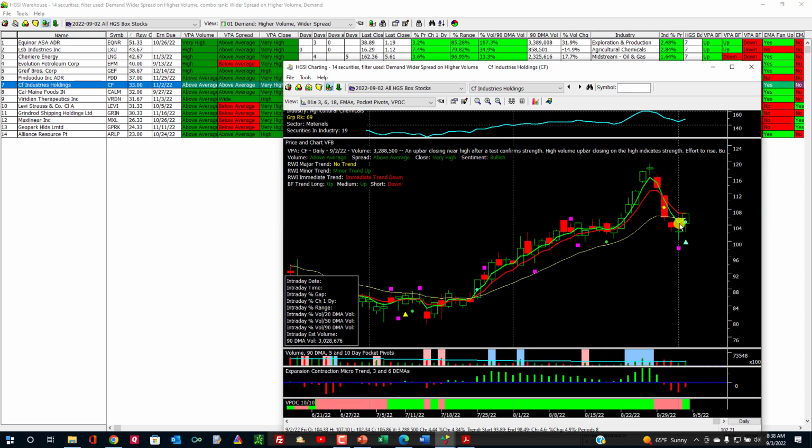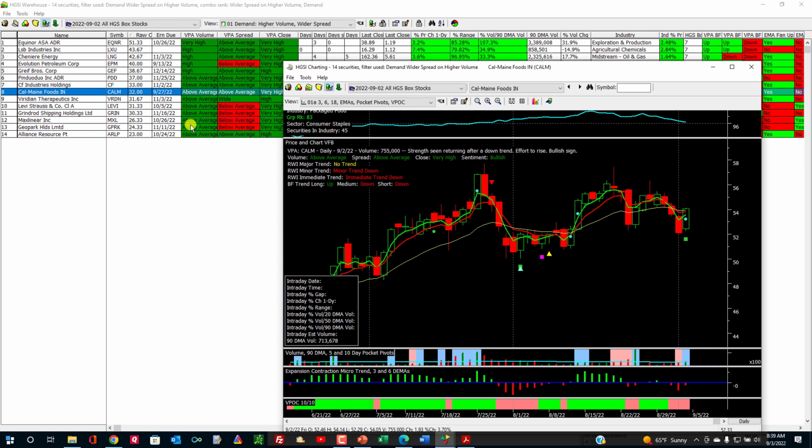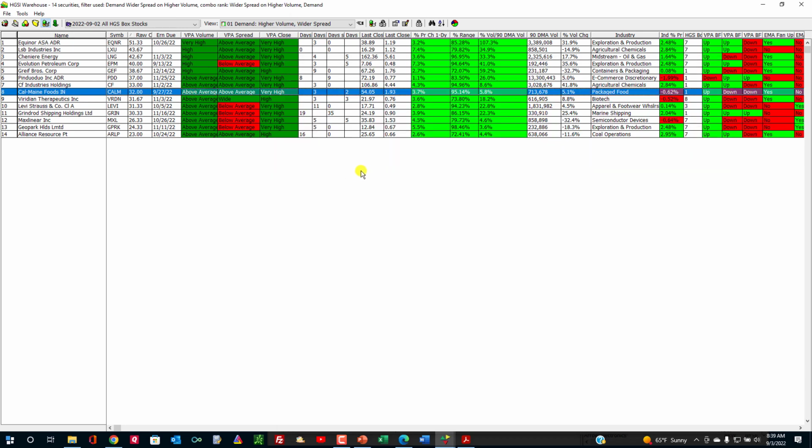CF Industries, a pullback. The 3 is turning up towards the 6. There's a test, a strengthening returning, or an up bar closing near the high after the test confirms strength, and an effort to rise. So you can see that even though it was a bad day, there are several stocks that are looking pretty good.